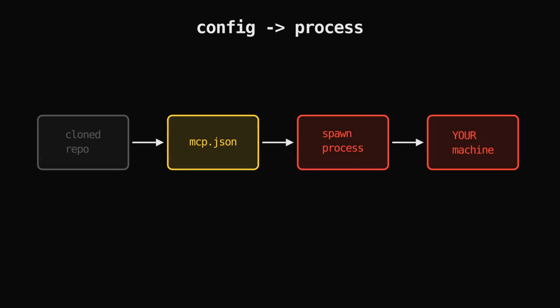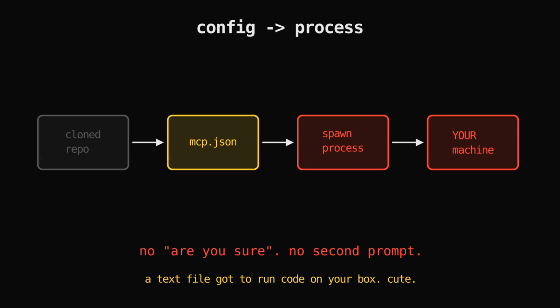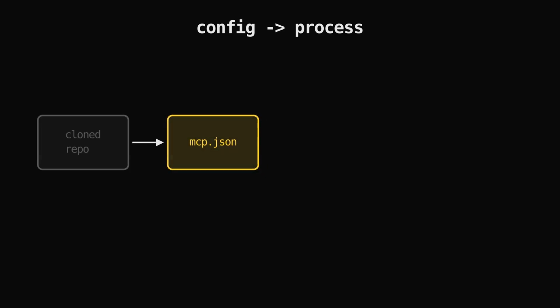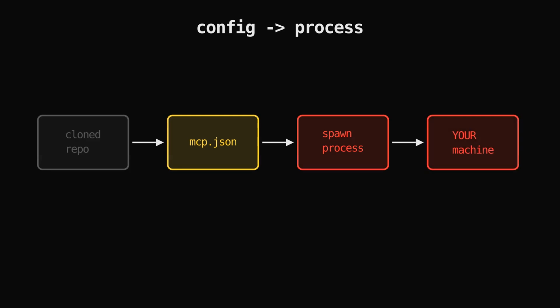See the problem? That file ships inside the repo you just cloned from a stranger. Amazon Q reads it and, before the fix, just launched whatever servers it listed. No, are you sure? No second prompt. And an MCP server isn't a setting. It's a process. Launching one means running commands on your machine. So a text file in someone else's repo got to run code on yours.